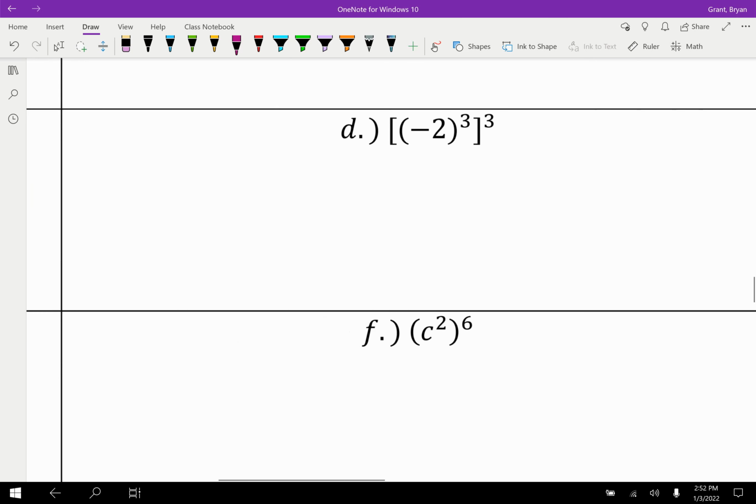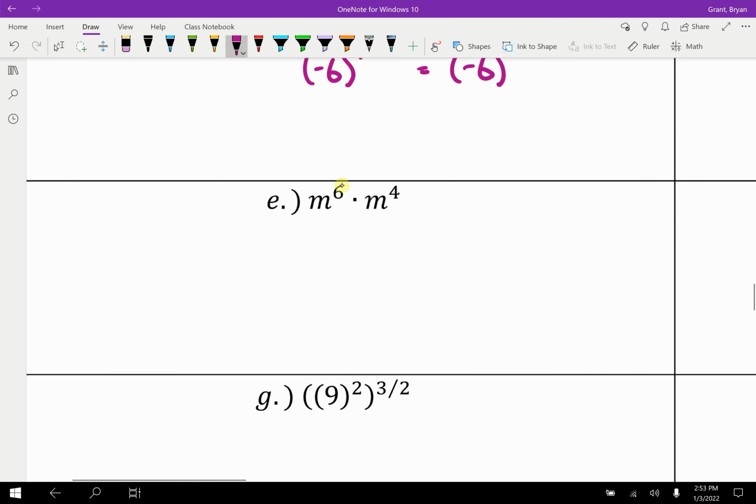Part D, oh, I see parentheses, or in this case, these are actually brackets. And sometimes you'll see that so that you don't see parenthesis, parenthesis, like back to back. You'll see them different. You treat them just like parentheses. And so this is going to be negative 2 to the 3 times 3, or negative 2 to the 9th power.